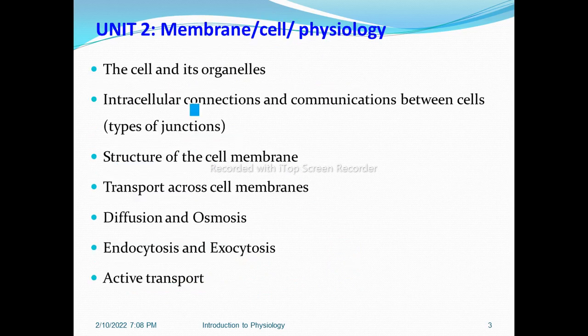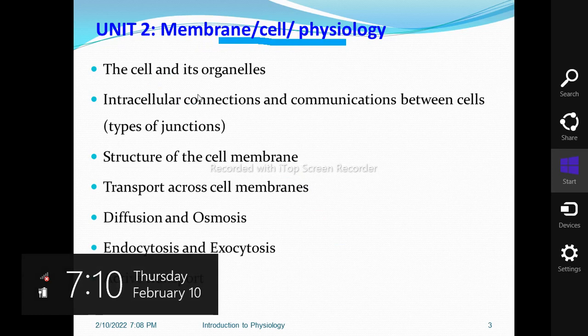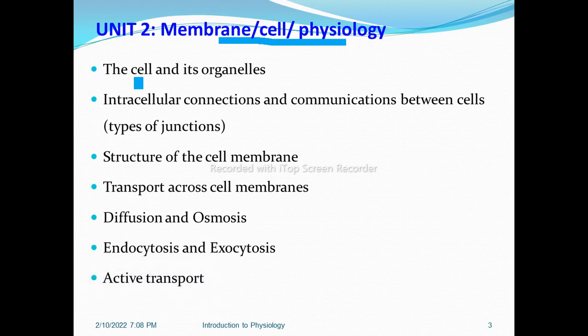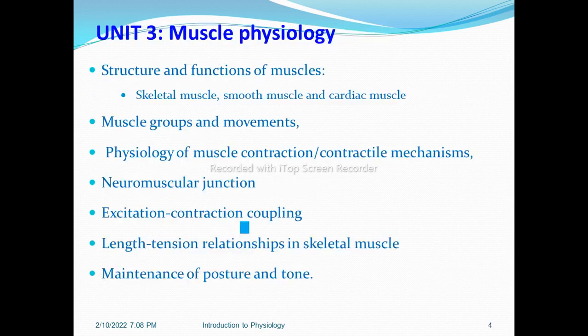The other is chapter 2. Chapter 2 is about membrane or cell physiology. First we will see the cell and its organelles, then intracellular connections and communications between cells. Communication between cells means the junctions between cells, or types of junctions. The other topics are structure of the cell membrane, transport across cell membranes, diffusion, osmosis, endocytosis, exocytosis and active transport.